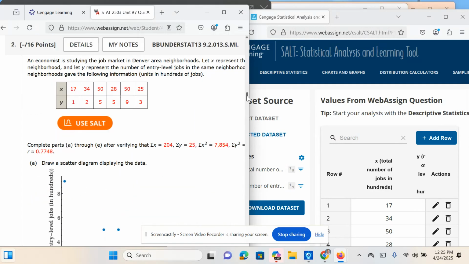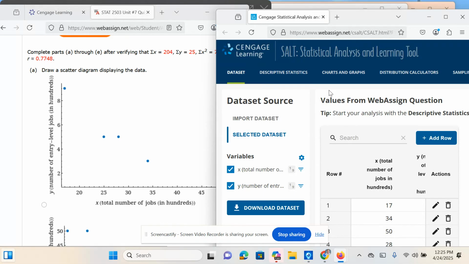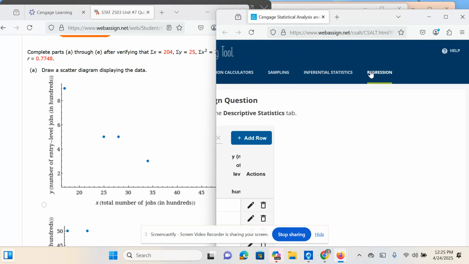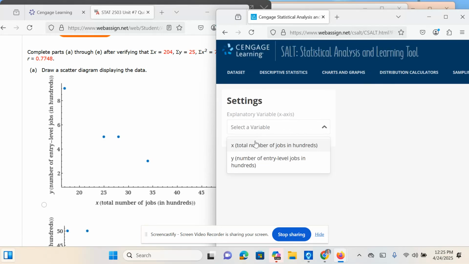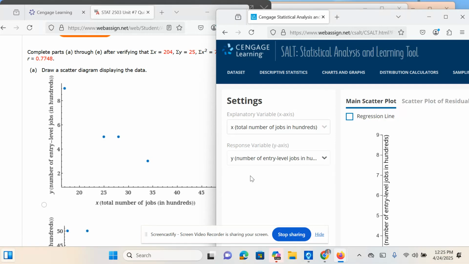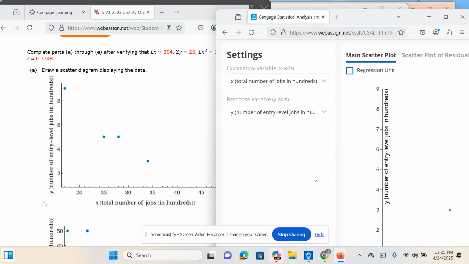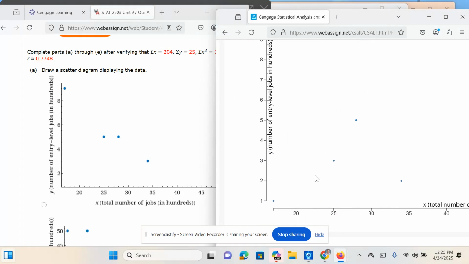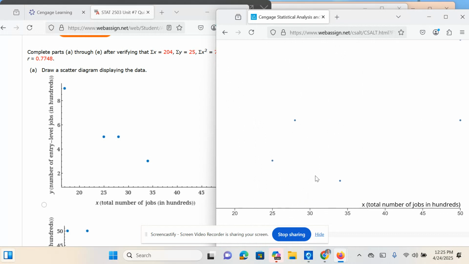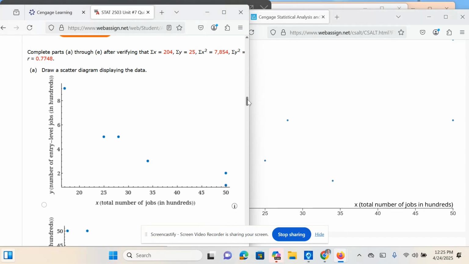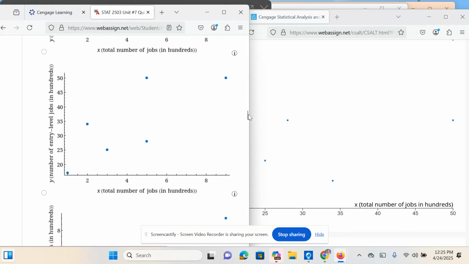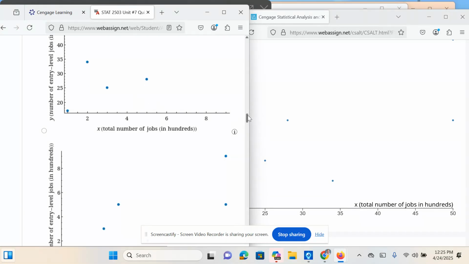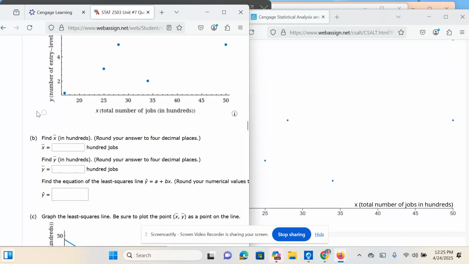And so we're going to do a scatter plot first. So I'll click over to regression. Okay. So regression, my X variable, total number of jobs. Y variable, the number of entry-level jobs. So I'll look at the association. It is a positive association, and it looks like the bigger numbers on the X, the smaller numbers on the Y. So it's a positive association. Okay. So bigger numbers on the X. This is flip-flopped right there. So you see how the bigger numbers on the X, smaller on the Y.